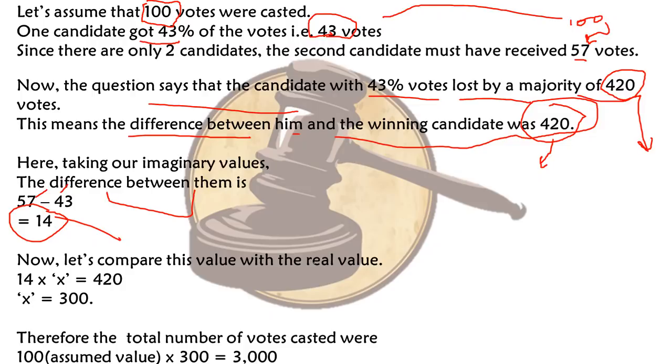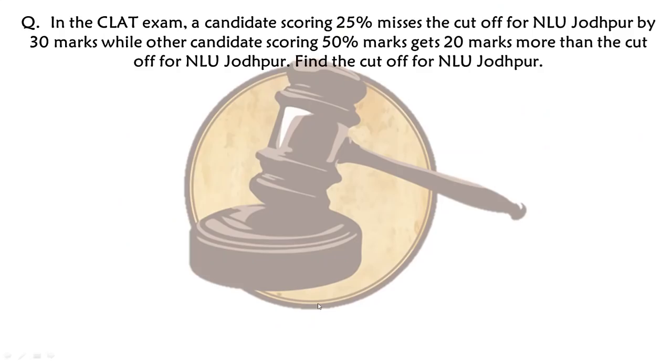What you do next is easy. Compare this value with the real value. So 14 into something x is equal to 420. So x turns out to be 300. Now 300 is the converter. So when you assume that 100 votes were cast in the beginning, just multiply it with the converter to get the real number of votes which were cast in the beginning. So 100 into 300 is equal to 3000. So that's how you basically solve these questions.